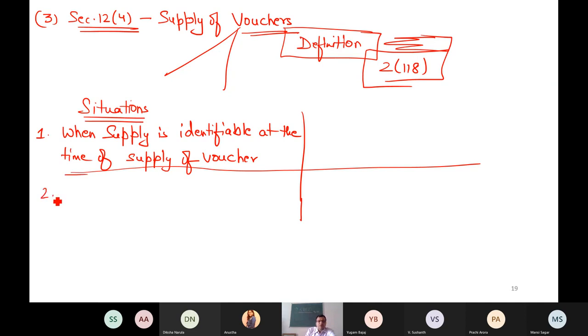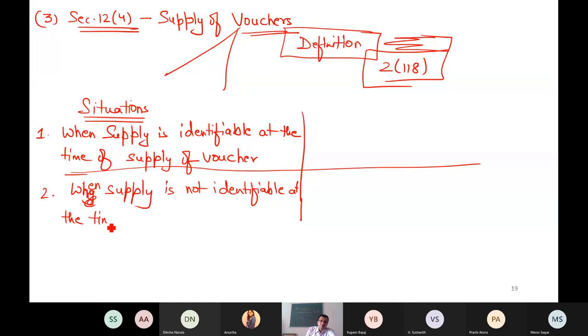And so many times it is possible that the supply is not identifiable at the time of supply of the voucher.